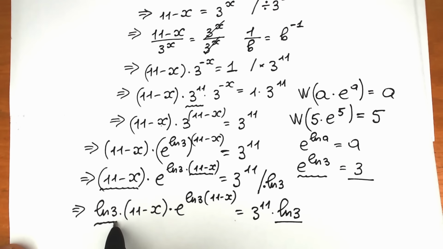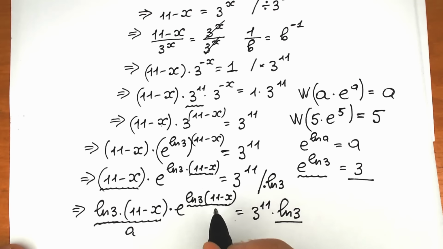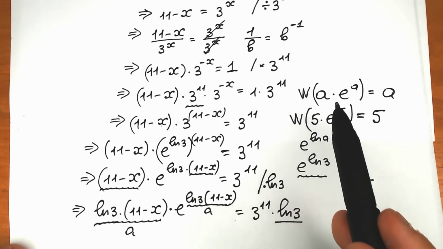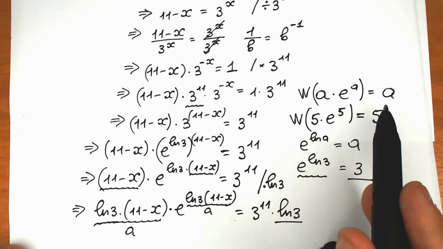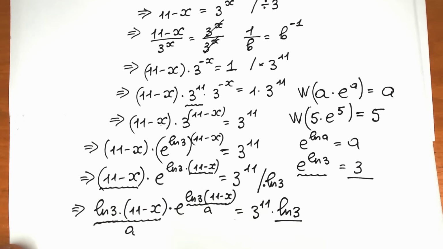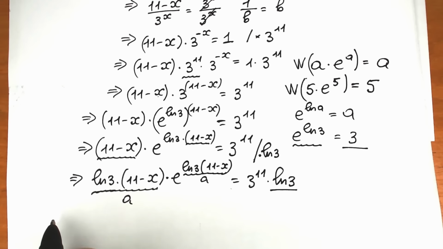Natural log 3 times 11 minus x. Just keep in mind that this is our a, for example. And we have the same, natural log 3 times 11 minus x. This is also our a, and we have e. Let's look closely right here. When we have a times e to the power a, when we apply Lambert W function, we have our a as a result. And in our case, a is equal to this expression. So finally, we can apply Lambert W function.